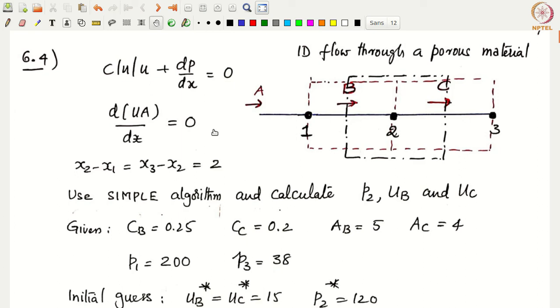So the first problem we will look at is problem 6.4 that is shown here. Basically this is a one-dimensional flow through a porous medium, and the black circles here indicate the locations where the pressure is stored, and the red arrows here in the x direction, denoted A, B, C, denote the staggered locations of the velocity vectors.